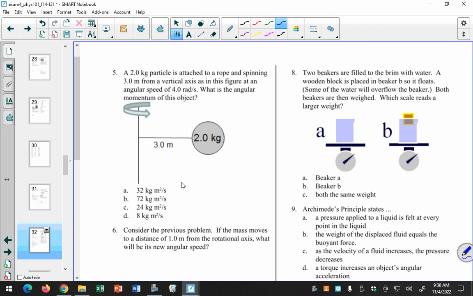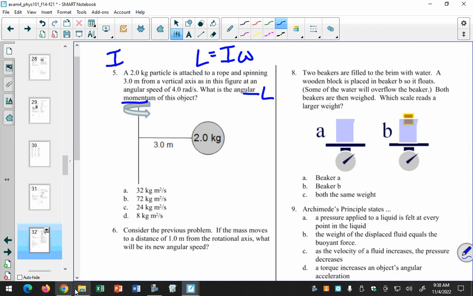Okay. So let's look at number 5. This is a two-step problem. So first, I want to find the moment of inertia, and then I want to find L. And L is equal to I omega, because I'm asking for what is the angular momentum. That is L, the angular momentum. So I have a 2-kilogram particle that's attached to a rope, and it's spinning 3 meters from a vertical axis.